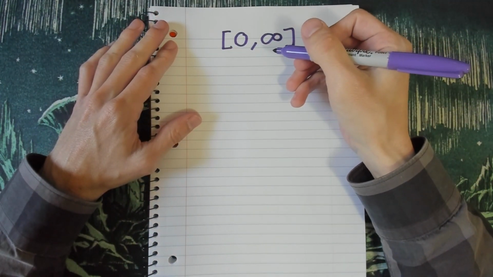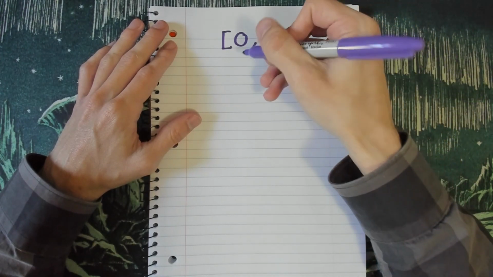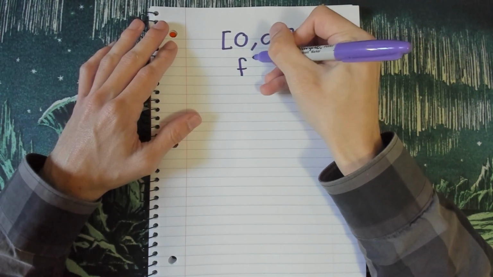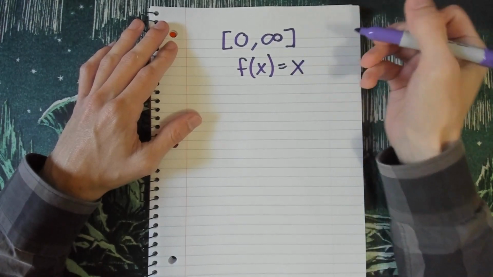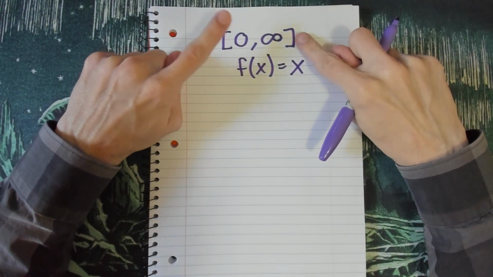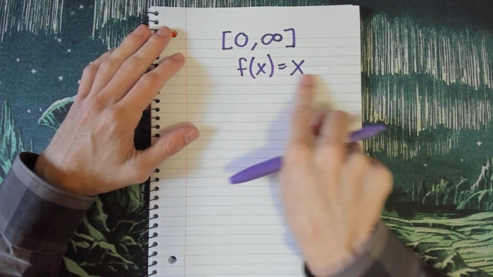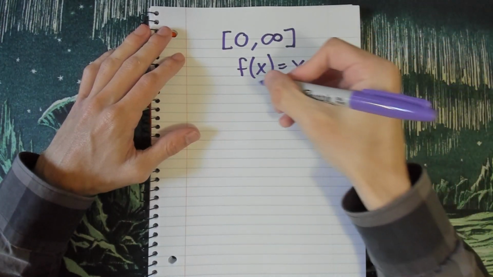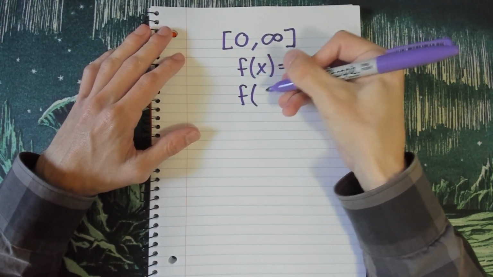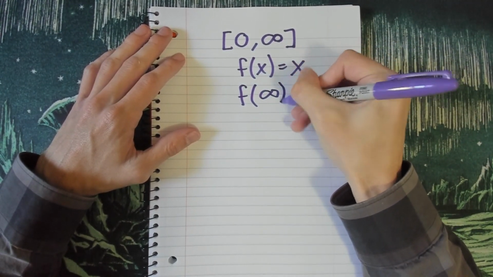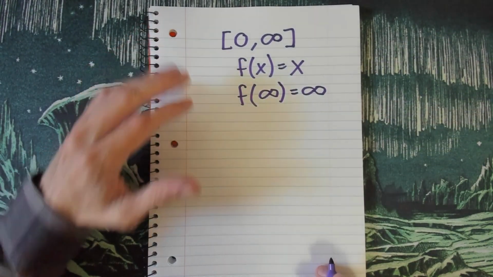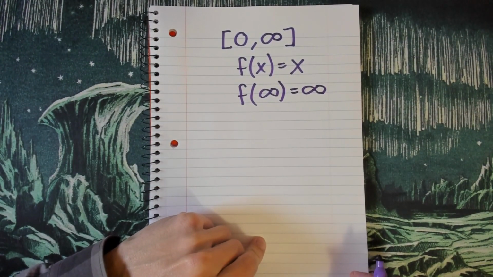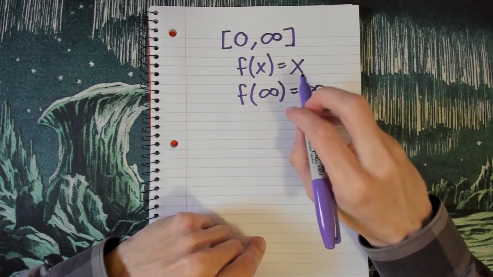And in order to talk about continuity of the function f of x equals x, we're going to need a topology on this, and I'll talk about that soon. But here's the function that we're interested in. So, of course, that means f of infinity is going to be equal to infinity. Pretty cool, right? And we're going to claim that f is continuous.